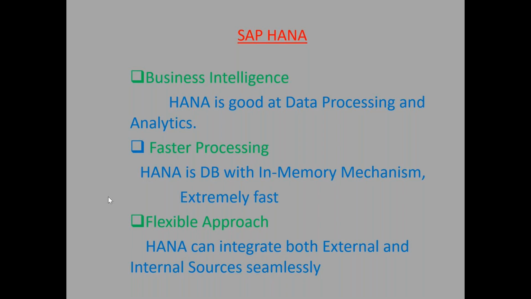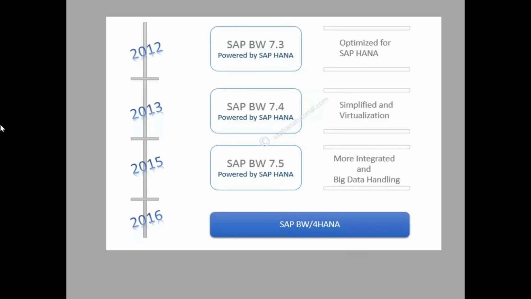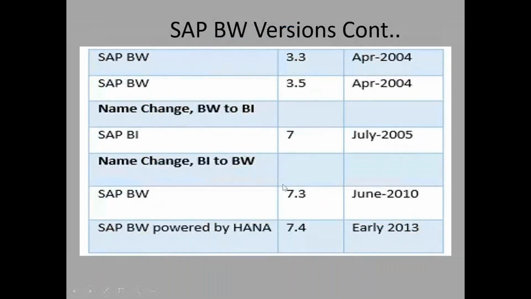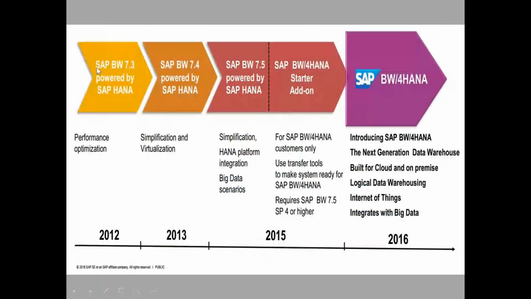Once we start using HANA as a database in a BW system, what I told you, when it comes to these versions, right up to version 7.3, when they released the 7.3 version, there was no HANA database. But in the middle of the 7.3 version, we started using HANA as a database. So right from version 7.3, we started using HANA as a database.